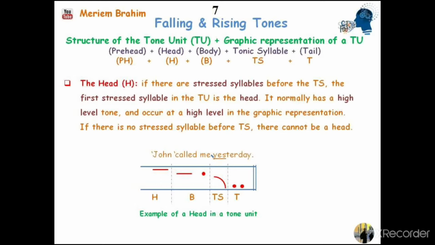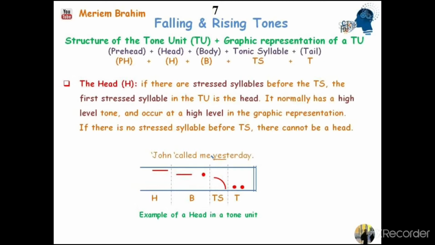The next optional element is called the head. What is the head? If there are stressed syllables before the TS, the first stressed syllable in the tone unit is called the head. It normally has a high level. It means if a sentence starts with a stressed syllable, which is not the TS, this syllable occurs at a high level. And it is represented by a long dash in the graphic representation.